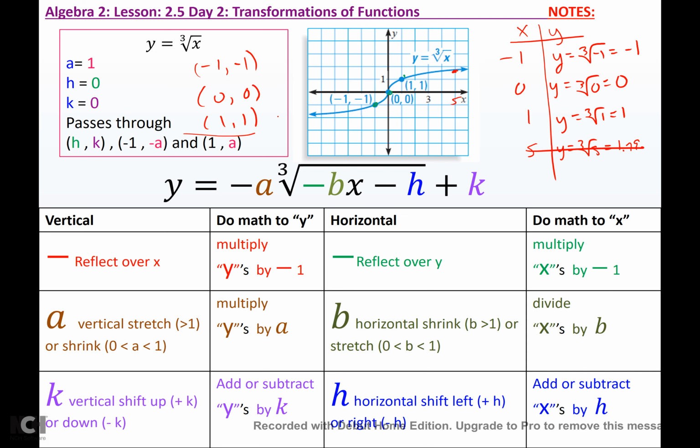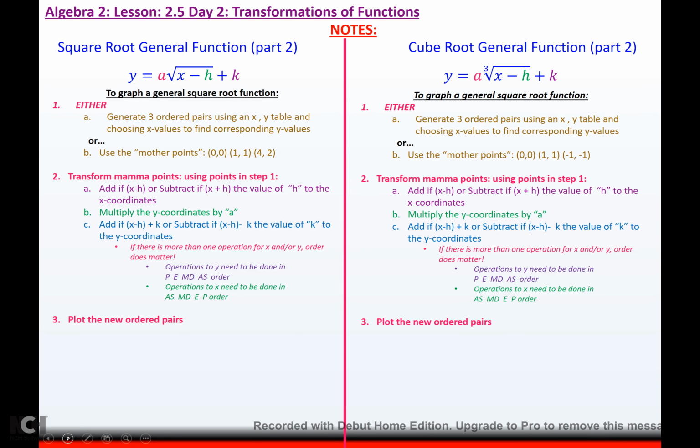So I pick these 3 mother points, okay? And then you do the math for that, just like we did with quadratics. So again, square root general function part 2. To graph a general square root function, you're going to generate your 3 ordered pairs. You can use any ones you want. I just always use these that I showed you how I got. I just always use them for square root: 0, 0, 1, 1, 4, 2.